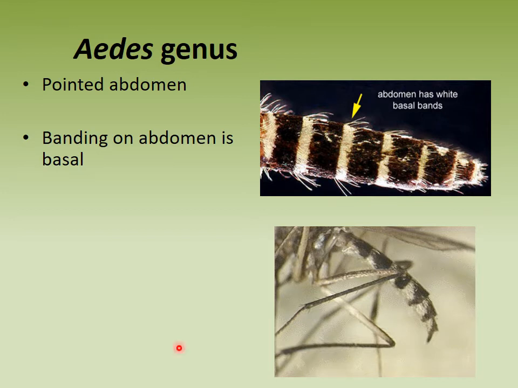When we're looking at the segments of the abdomen, we've got this line right here and this line right here, and this is one segment of the abdomen. The white band is considered the basal side of that segment. The other side, which is all dark, is the apical side. One way to remember: basal is closer to the body, basal, body. Apical is away from the body.